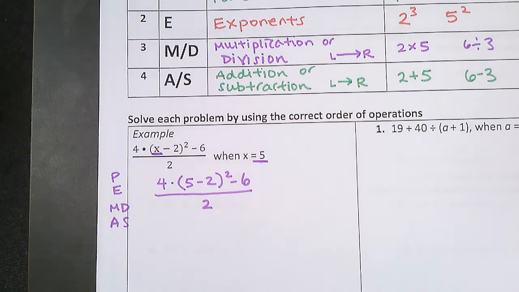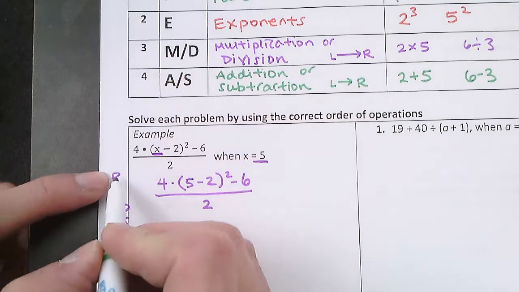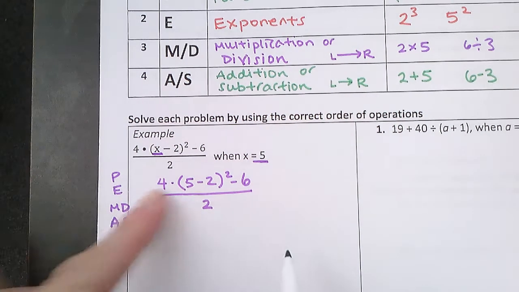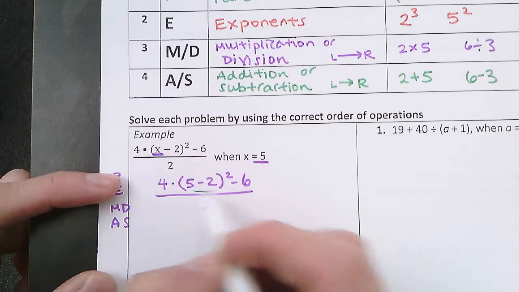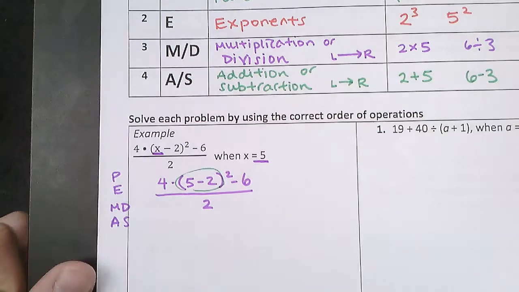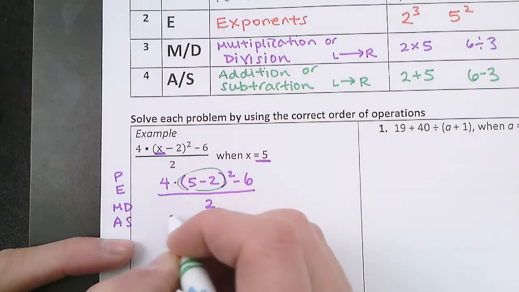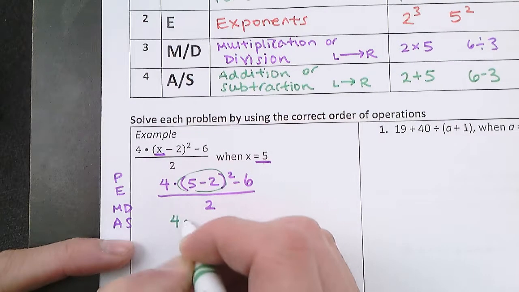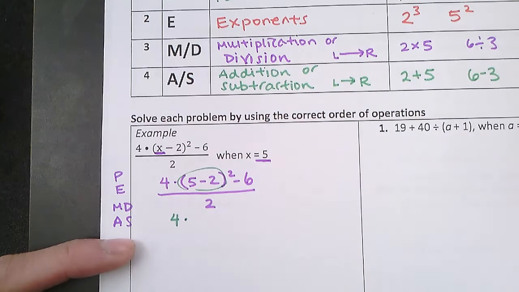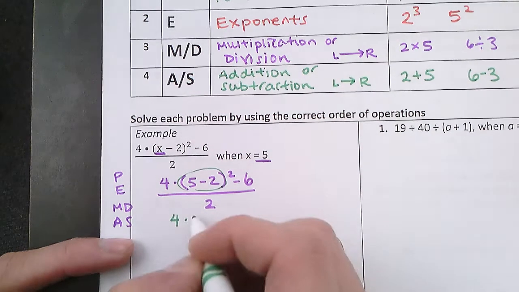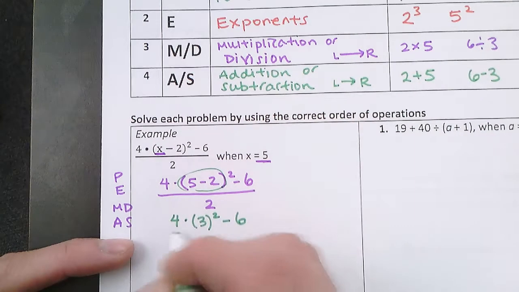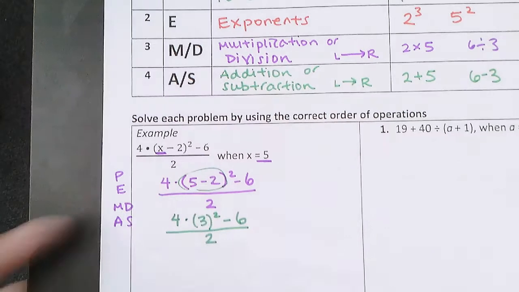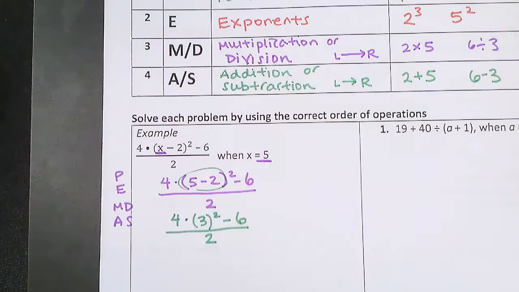And then in PEMDAS, first we check, are there any parentheses? Yes, right here. So that's what we're going to solve first. I'm going to circle it because that's what we're going to do first. And then we get 4 times, and then 5 minus 2 in the parentheses is 3 squared minus 6 over 2. Okay, so we've done the parentheses.